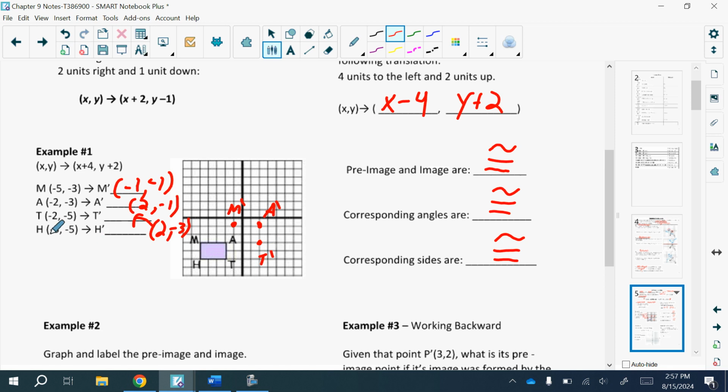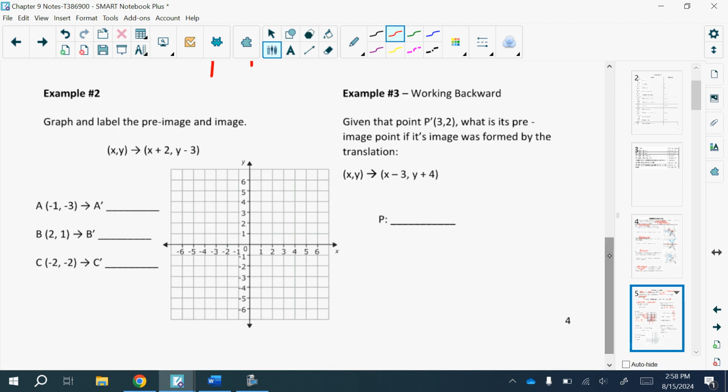For H prime, we'll plug in H, so negative 5 comma negative 5. So negative 5 plus 4 is simply negative 1. And negative 5 plus 2, negative 3. So negative 1, negative 3, right there, H prime. Boom, that is our image. So again, just for the vocab, that purple rectangle is our pre-image. The one we drew is our image. Awesome. Example 2, I would like you to attempt it on your own.